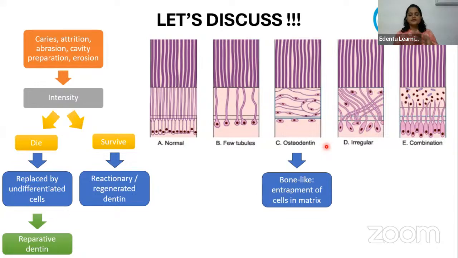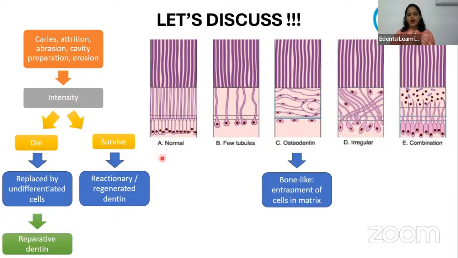If the odontoblastic cells die because of this offending agent, then these cells will be replaced by some cells called undifferentiated cells. Now, these undifferentiated cells will start forming something called the reparative dentine. So that is about the reparative dentine. Whereas reactionary or regenerated dentine means the intensity of the offending agent is comparatively less, so it does not have the capacity to kill the cells. So the cells will survive, and it will result in formation of the reactionary or the regenerative dentine.